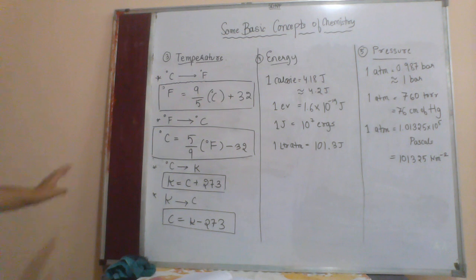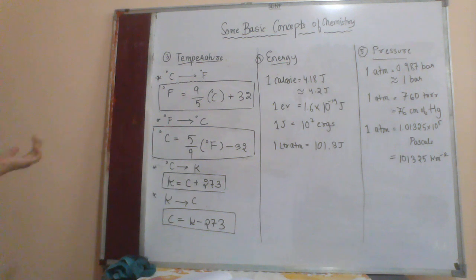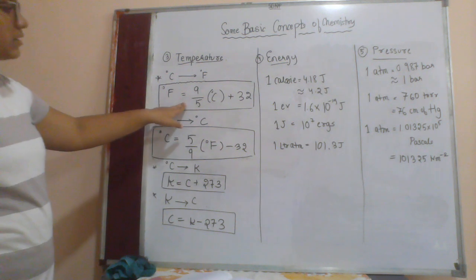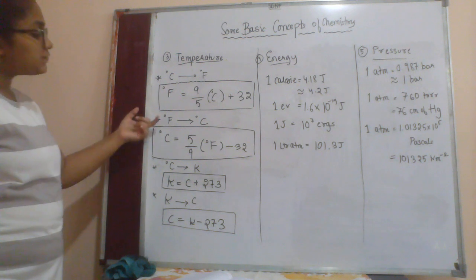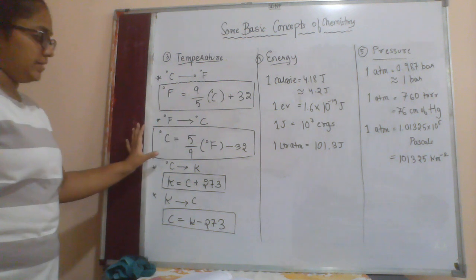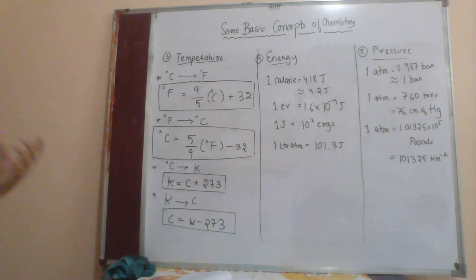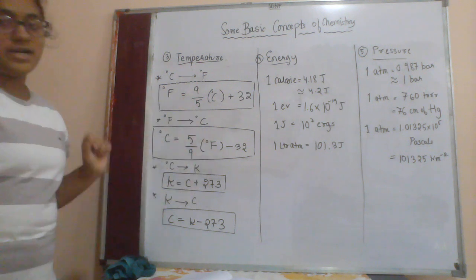Then the third one is temperature. The first conversion is degrees Celsius to degrees Fahrenheit. Degrees Fahrenheit can be obtained by 9 by 5 into degrees Celsius plus 32. This is the formula. Coming to the next formula for obtaining degrees Celsius from degrees Fahrenheit: degrees Celsius is equal to 5 by 9 into degrees Fahrenheit minus 32. Just the reverse of this formula: 9 by 5 becomes 5 by 9, plus 32 becomes minus 32.